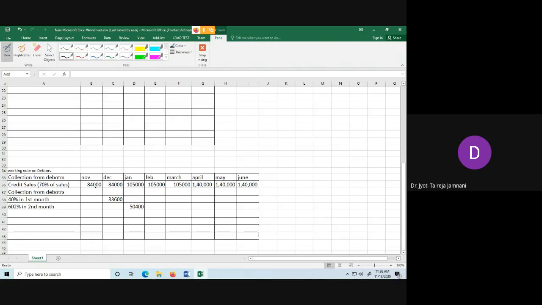So it is like this. November 40% in December and 60% in Jan. Similar way, now December's I will take in Jan 40% and Feb 60%. Similar way for Jan, we will take 40% in Feb and 60% in March. So this is how it will actually go.